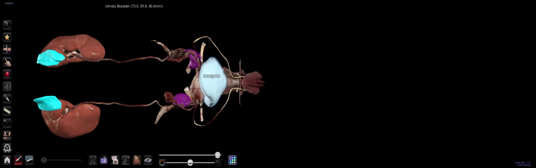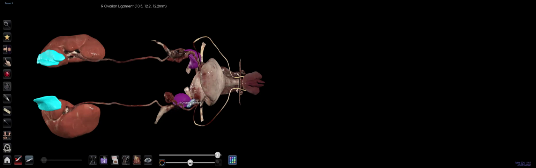But the question was asking what structures attach the ovaries to the uterus. So here's the uterus right here, and here's the right ovary right there. So we have this structure right here. It's called the ovarian ligament. So the ovarian ligament is going to attach the ovaries to the uterus. And then there's another question here.